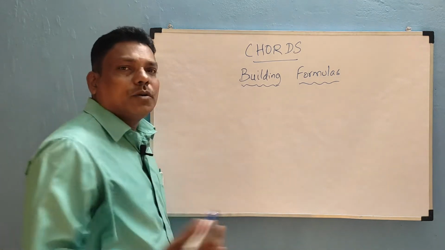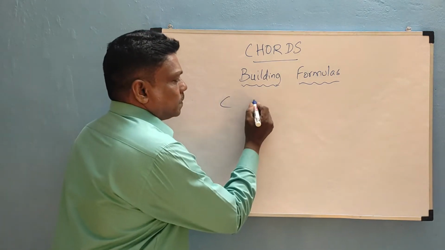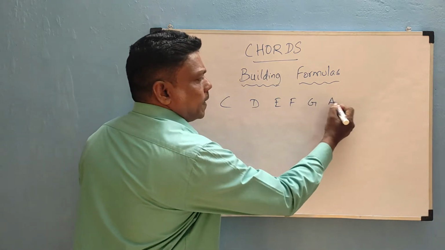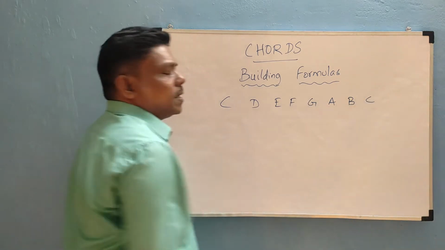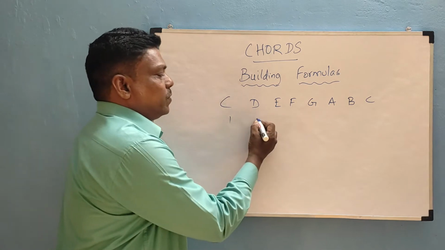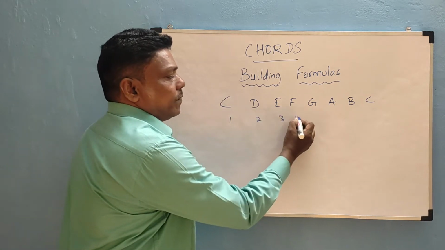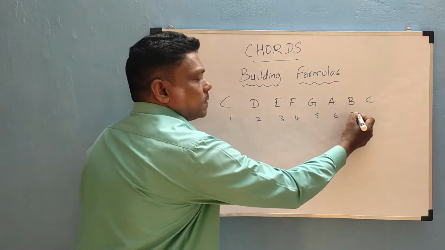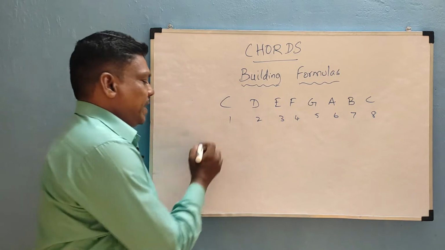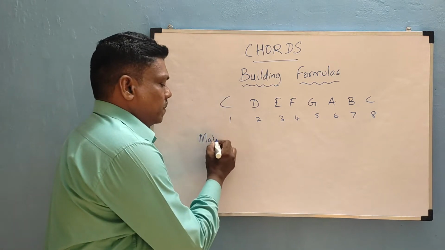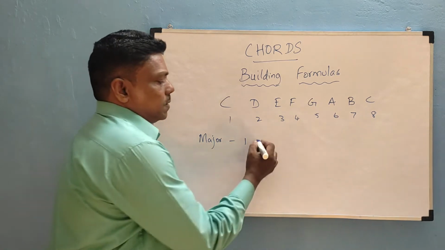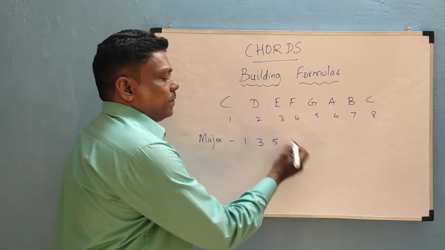First let's see how to build a major chord. C, D, E, F, G, A, B. This is the C major scale. So the scale degrees we number like this: 1, 2, 3, 4, 5, 6, 7 and 8. Okay. So if you want to build a major chord, what we do, we take the first, third and fifth degree.